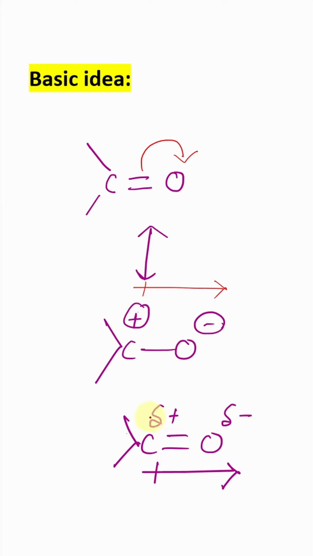Or you may say, sir, because of the electronegativity difference between oxygen and carbon, this carbon atom carries a delta plus charge, meaning a slight deficiency of electrons, and oxygen carries a slight excess of electrons, which is represented by delta minus charge. And so the dipole moment direction will be this, and on the positive charge side there will be this cut. So this is the basic idea.